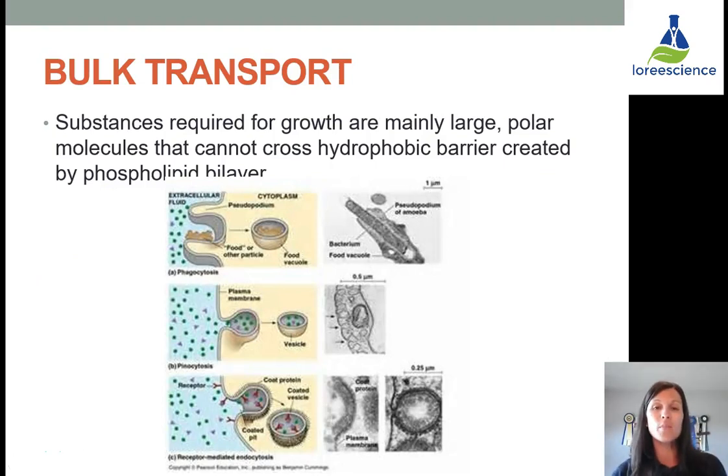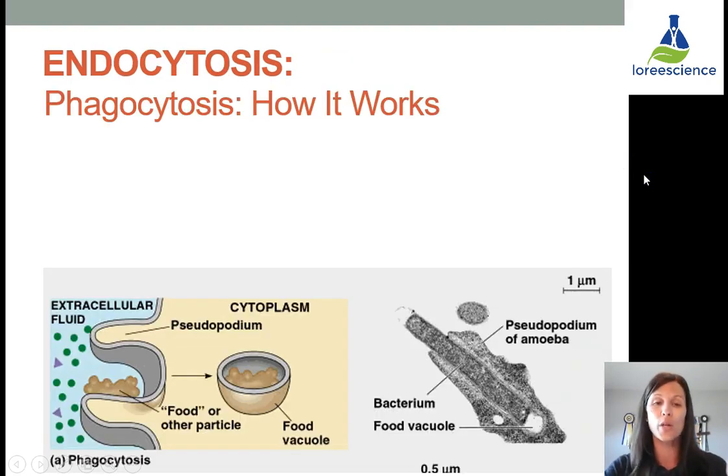Bulk transport, this means large quantities. So substances required for growth are mainly large, polar molecules that cannot cross the hydrophobic barrier created by the phospholipid bilayer. So then how does our cell get those large polar molecules? Well, it's through bulk transport.